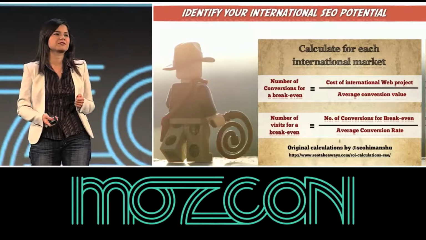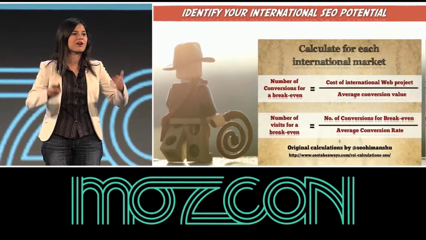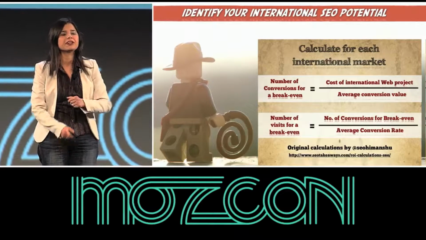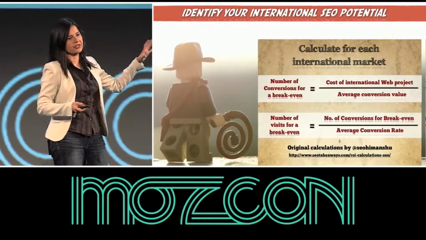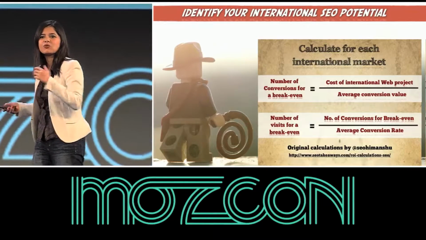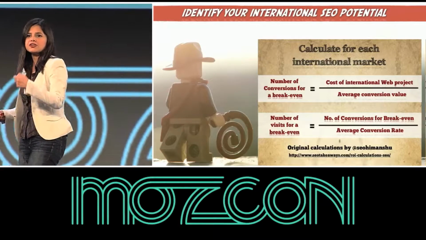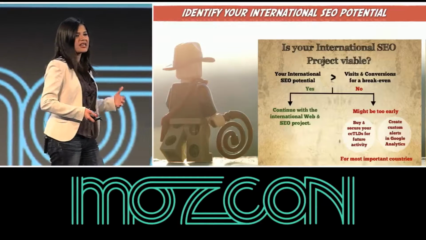So for this, we have this formula that has been originally shared by Himanshu. He's a great web analyst. Follow him on Twitter at SEO Himanshu. And with this, we are going to be able to calculate the number of conversions and number of visits that we need for a break-even for each international market. And like this, we are going to be able to take a better decision.